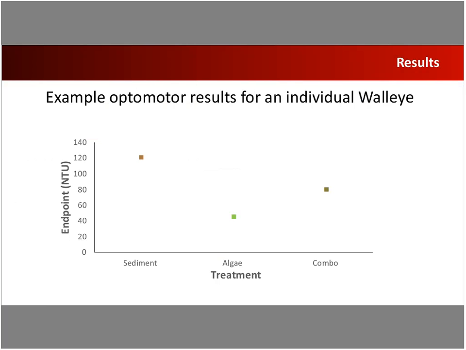Going into the results, looking at an individual walleye and its results in the optomotor test, this graph shows the relationship between the endpoint NTU, the point at which the walleye stops following the screen, and the treatment type. Each individual data point represents an average of the trials for each treatment. The sediment endpoint was around 120 NTU as an average of both trials that ran. Essentially, under sediment turbidity, walleye can see the moving stripes at higher turbidities than in the combo and the algae trials.